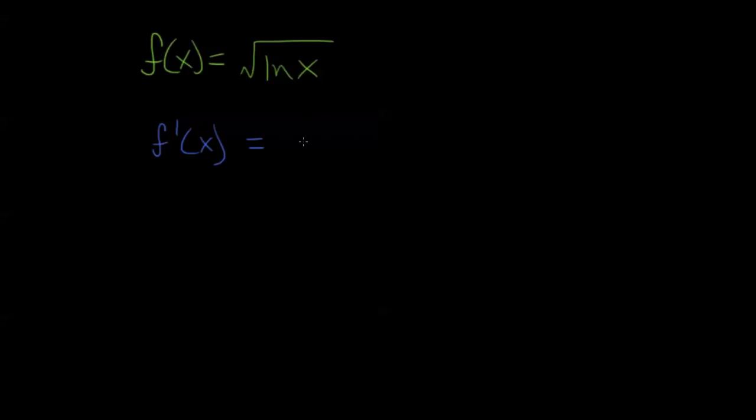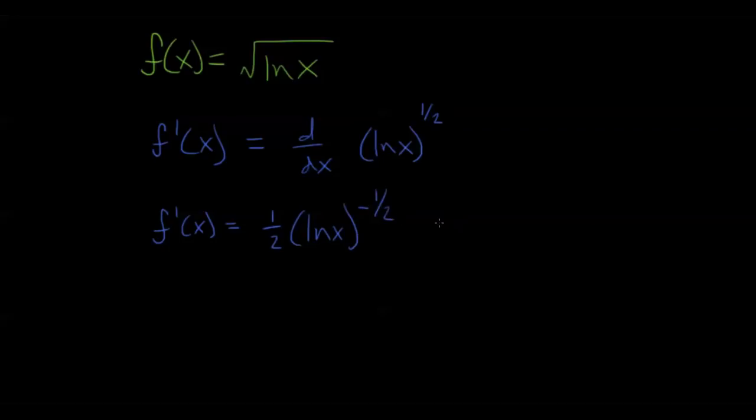So we could write it as the derivative of the natural log of x. Well, the square root of x is just x to the 1/2, so we can write the natural log of x to the 1/2. And I guess this is just going to be a chain rule problem, so f prime of x is equal to the derivative of the outside, 1/2 times the natural log of x to the negative 1/2. That's the derivative of the outside.